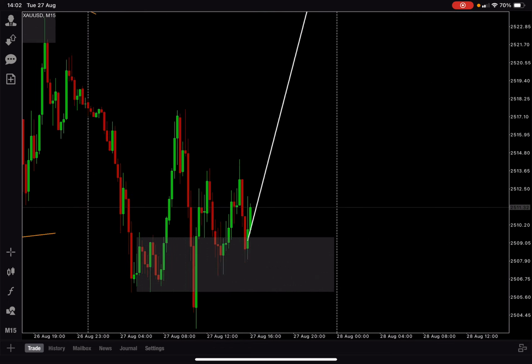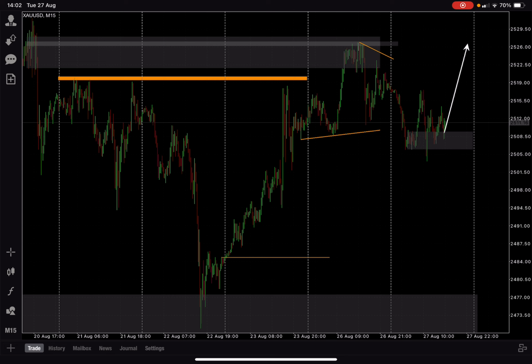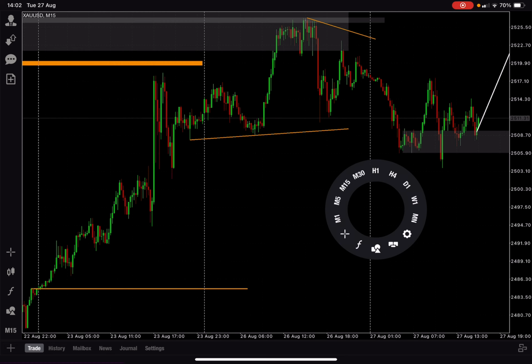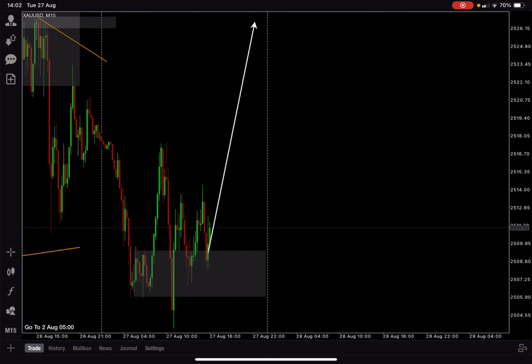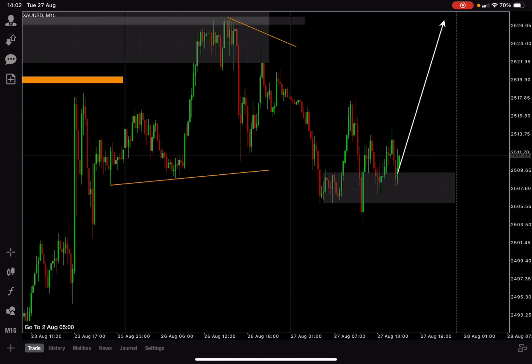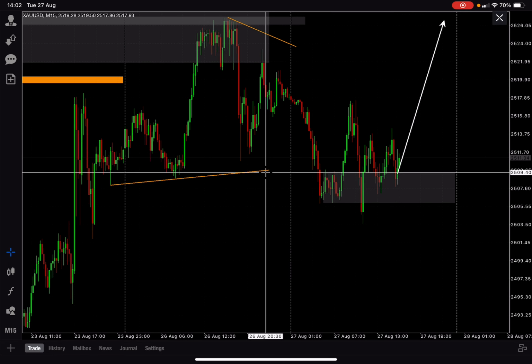Now we're going to go on this chart. This is where I've been doing my weekly forecast. So I'm going to stick to this chart. And you can see I've currently got a bullish arrow because we're expecting a bullish move from the current area.